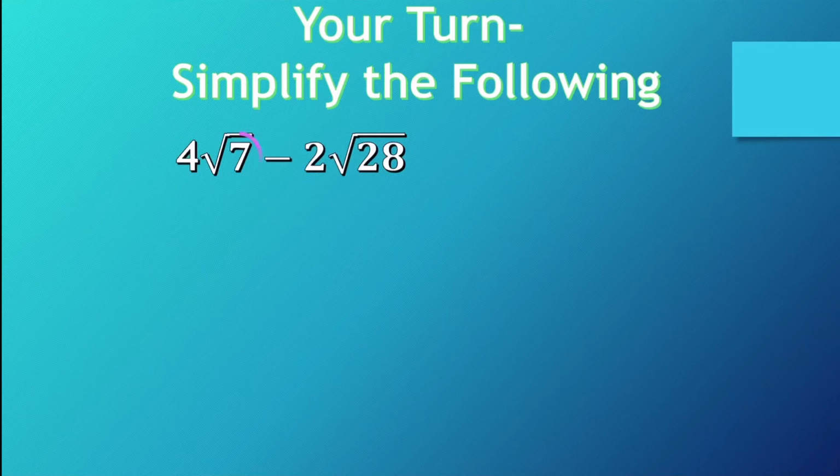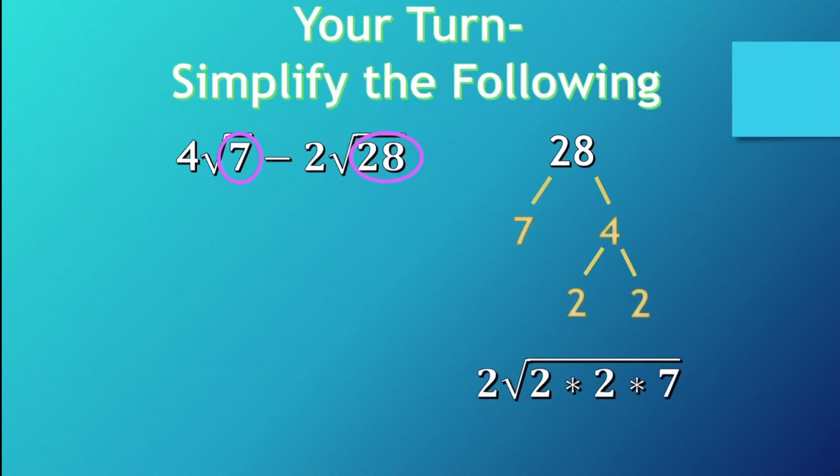Obviously, when we look, I have a 7 and I have a 28. Those aren't like. So I don't even need to worry about the root because they're not. The 28's different. I got to simplify it. So if I take 28 and I do a factor tree, I'm going to do 7 and 4. 7's prime. I'm done there. 4 just gives me 2 and 2. I put that underneath my square root.